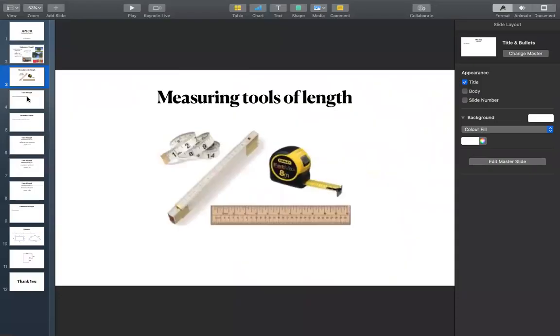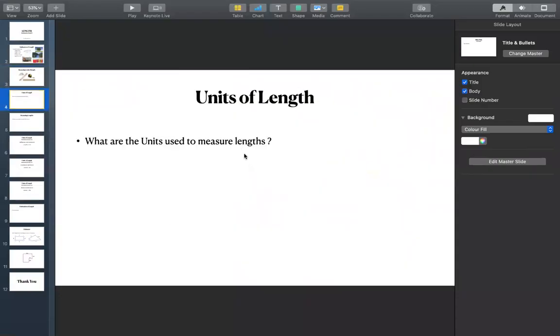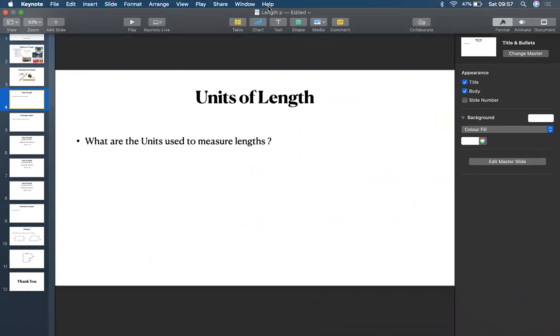Okay, let's go to the next slide. So when you come into units of length, next subtopic, units of length. Write the next subtopic, units of length.